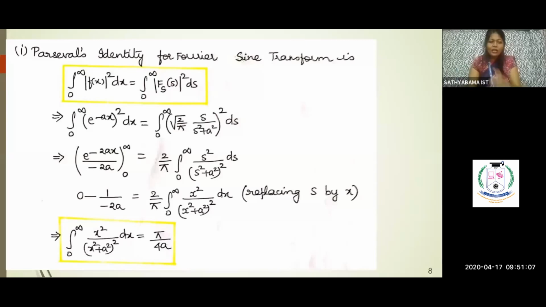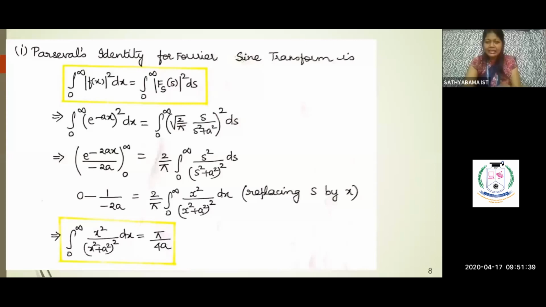Okay. What about the left hand side? Substitute the limits. You know e power minus infinity is 0. So 0 minus, what is e power 0? 1. 1 divided by minus 2a. So have this integral 0 to infinity x square by x square plus a square the whole square on one side. Bring all the other terms to the other side. You get the answer, which is pi by 4a. Have you understood? So what did we do here? We simply used Parseval's identity. That is all. We got the result. We got the value of the integral.